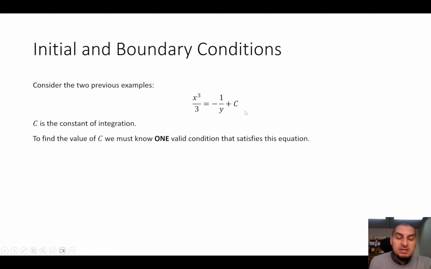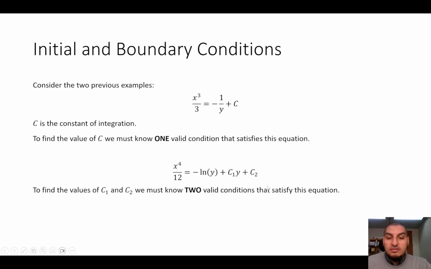So this relation between x and y is what we call the boundary condition. And the same for this. If we have two constants, then we need two valid conditions. So we need two values of x and the corresponding values of y for both values of x.